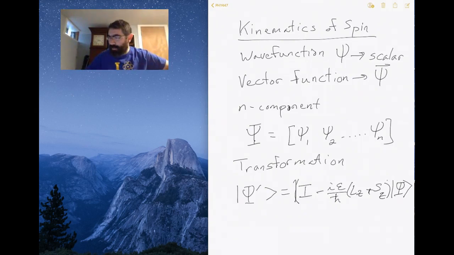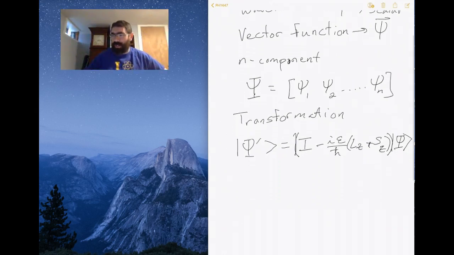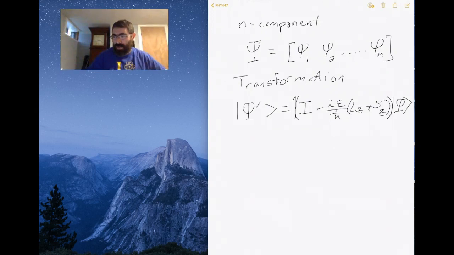I'll make these brackets right here. This is the same thing we did when we wanted to make a transformation around the z-axis for the orbital angular momentum. What we did is we made a Taylor series of the operator and truncated after the first term, and we're taking an infinitesimal rotation by an infinitesimal angle, basically, of epsilon.